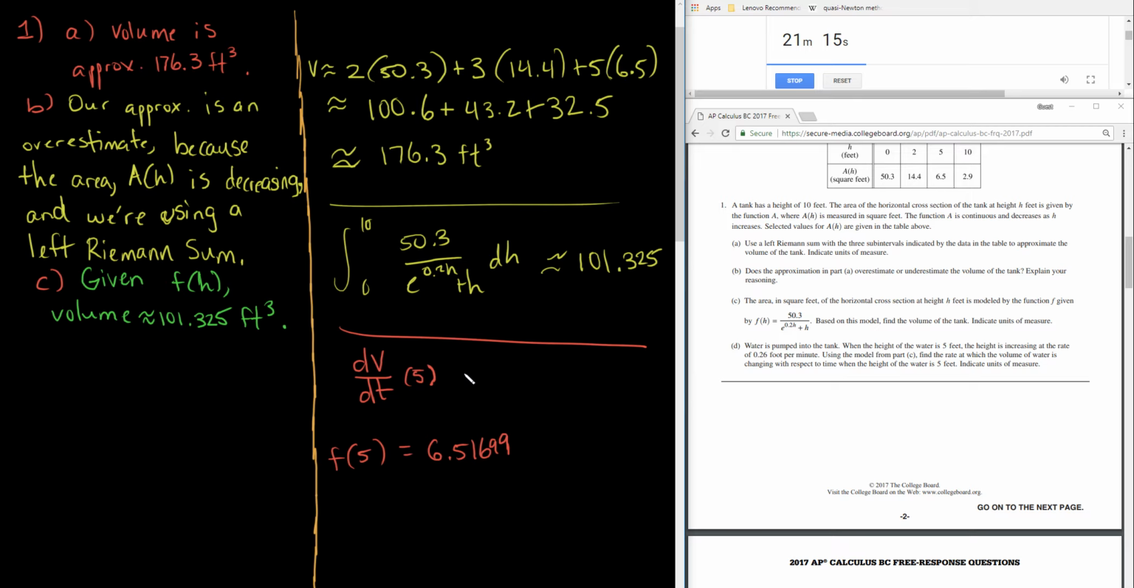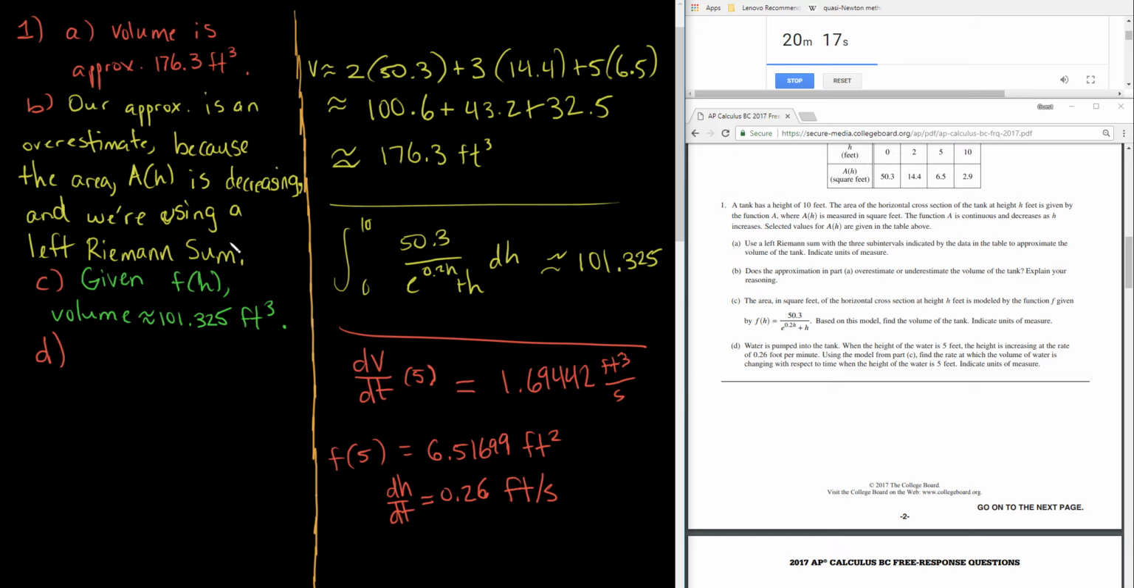If the height is increasing at a rate of 0.26, and the area is this, that tells us, or wait a minute, rate of 0.26, so this is in feet per minute, this is in feet squared. If we multiply these together, then we get feet cubed per minute, which is change in volume. I can use the answer feature on my calculator. Answer times 0.26 is 1.69442 feet cubed per minute. That is the change in volume, the rate at which volume is changing per minute. Okay.